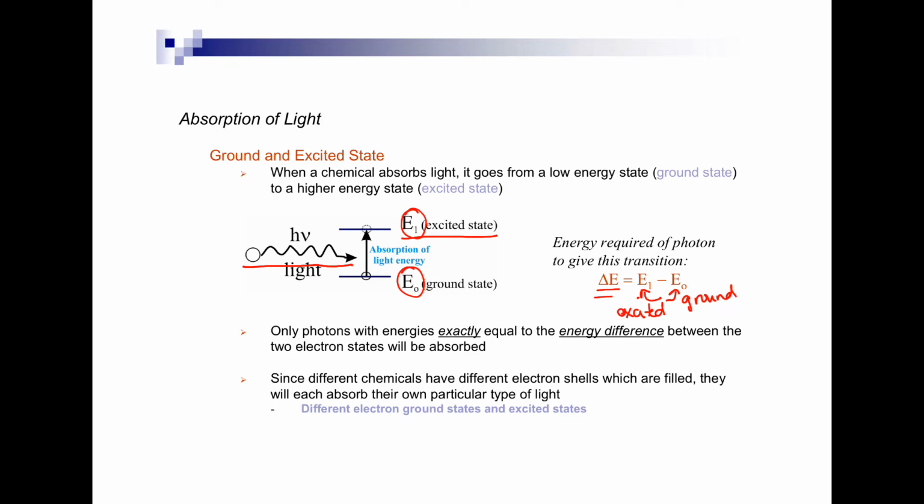This also means that we can use that light to tell the difference in compounds. So different chemicals have different electron shells, which means that they are going to have different energy levels. And that means that each one absorbs their own particular type of light. And we basically call this a fingerprint. So we can measure what kind of light a compound will absorb, and we use that as a fingerprint to identify it later.